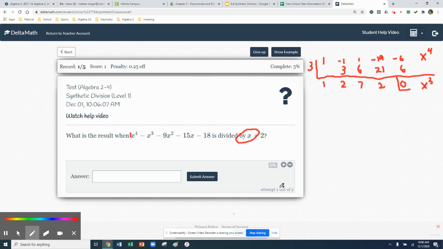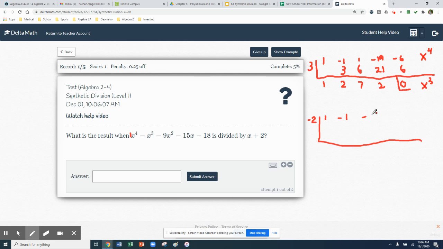Let's just try looking at this next one. So next one, I've got looks like an x plus 2. So I'm going to take and use the root of -2. Then I'm going to set up my synthetic division. Looks like I'm going to have a 1, -1, -9, -15, and a -18. Drop down the 1, -2. Add together, you get -3. -2 times -3, multiply two negatives, it gets a +6. And that's going to give me then -9. -2 times -9 is 18. Yes, so it looks like these are going to give you those remainders of 0.